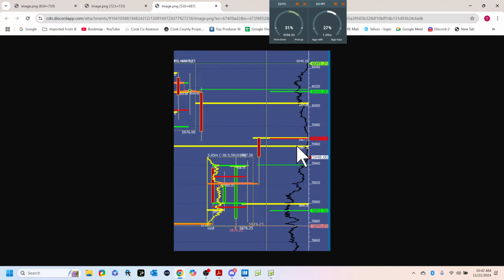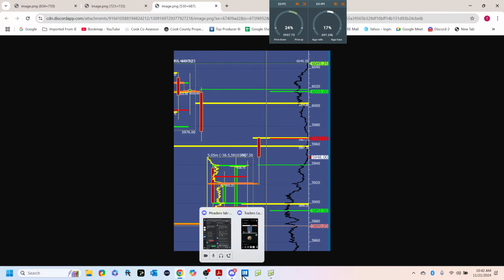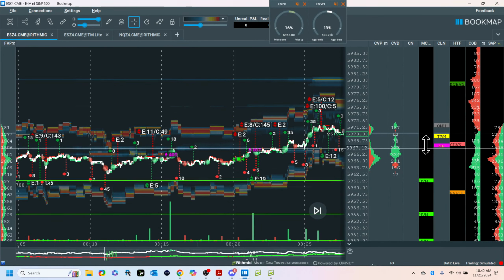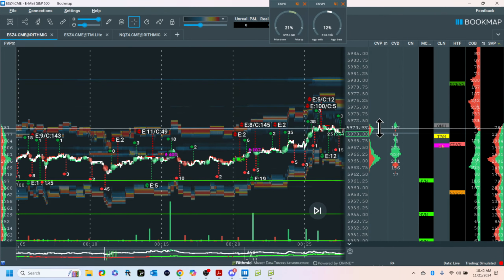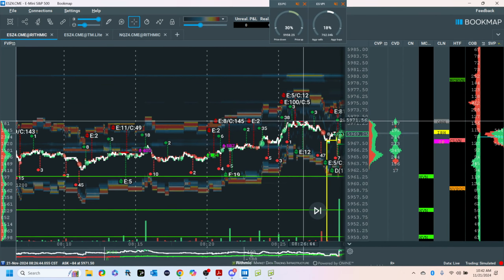59, 59, 59, 60 is that naked area. So all these levels, I just want you to see how they're on Bookmap. This is the 60 level. So I have that low volume node in the higher time frame, I have the ETH high, and we have a probability of getting here and going north. And this high in the ETH is made before the RTH opens. Now I'm going to go to RTH open.